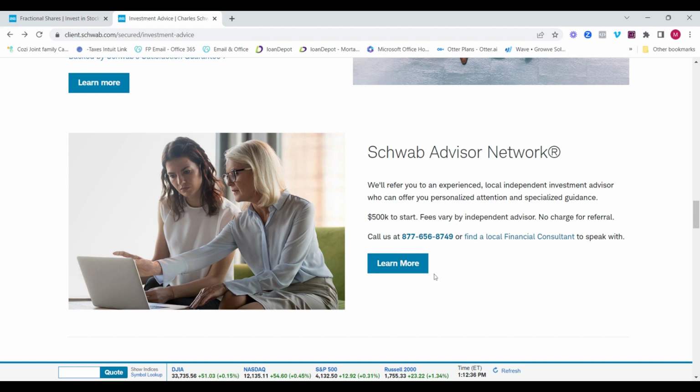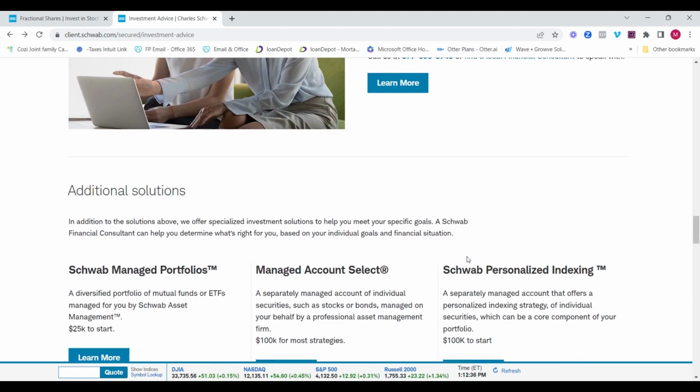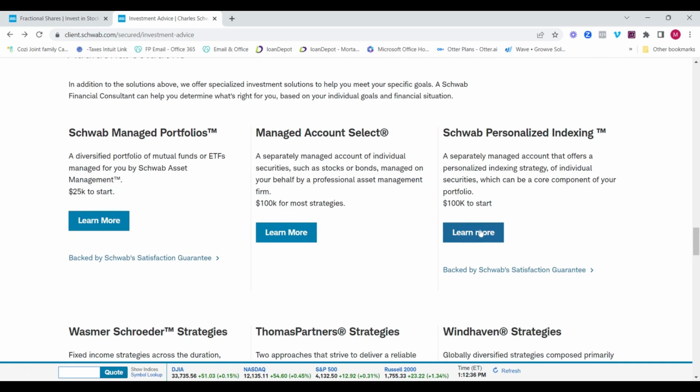So you can look at this network and it'll say, hey, you have 4 advisors in your area, and a couple of them seem like a great fit for you. Then they're essentially referring you to those specific advisors. Those advisors just require that you have at least $500,000 to start.